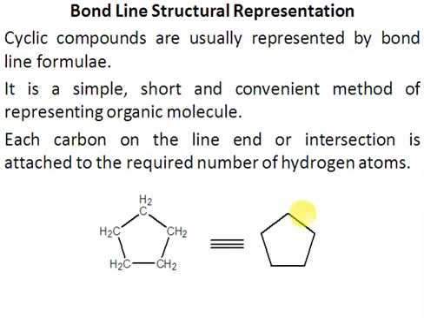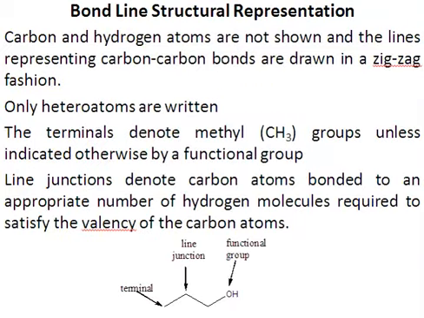Okay, so we write only the heteroatom in case of the bond line formula, right? And a terminal denotes the methyl group. So here I've just drawn the structure for your ease of convenience. You can see here, then we have a terminal here, right? So whenever there is a terminal, you should know there is a methyl group here, right? So there is a methyl group here at the terminal. So we have methyl whenever there is a terminal, and there is an intersection or line junction.